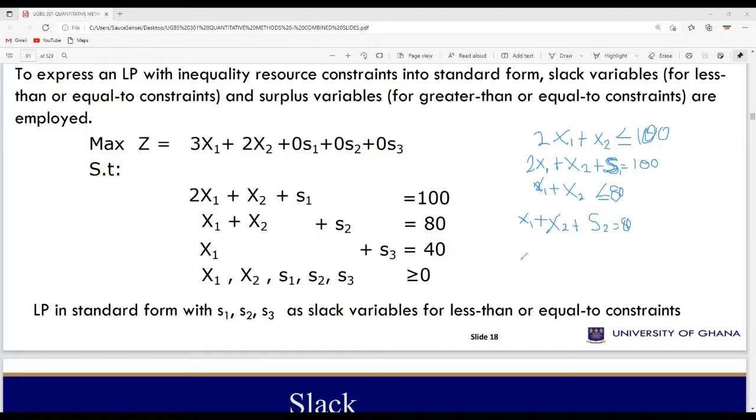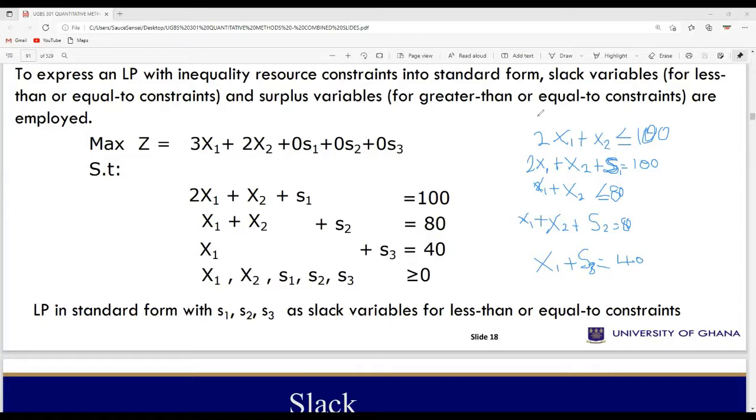Do you get it? The same applies to the last one: x1 plus S3 is equal to 40. You get it? So the slack is just bringing in the unused one. The surplus is subtracting the excess one. All right.